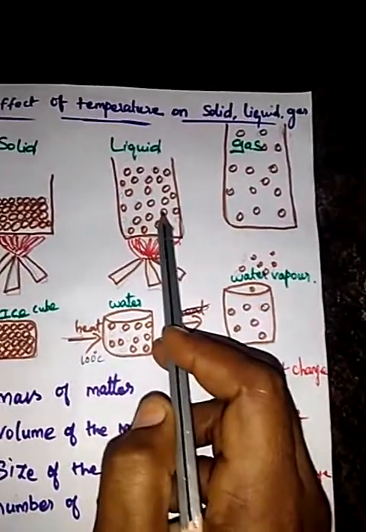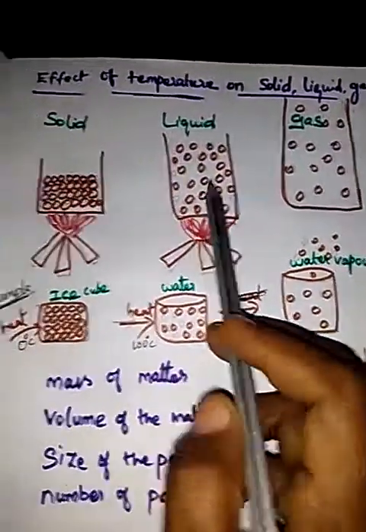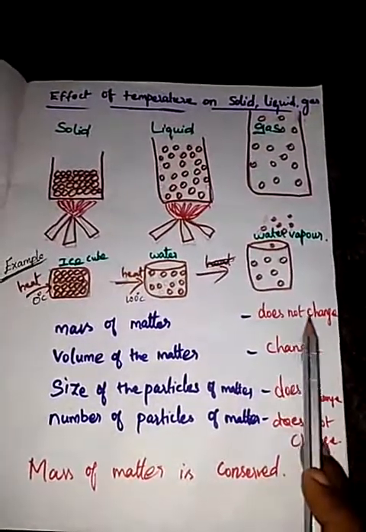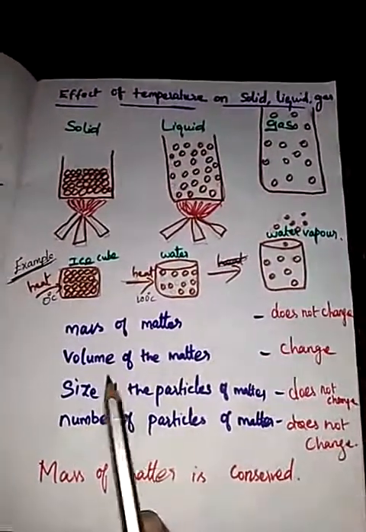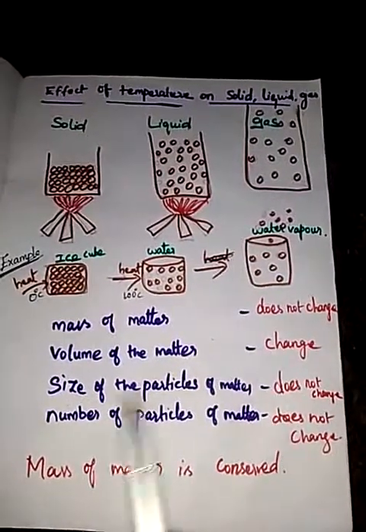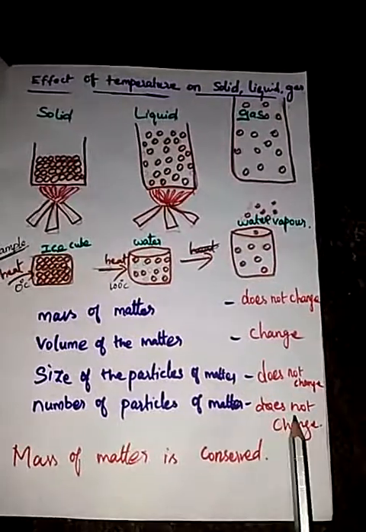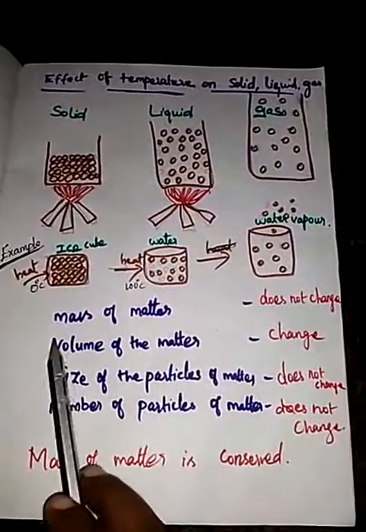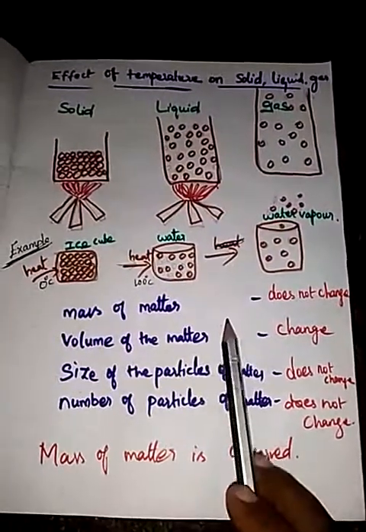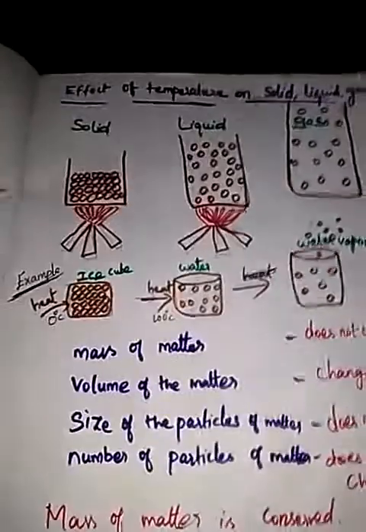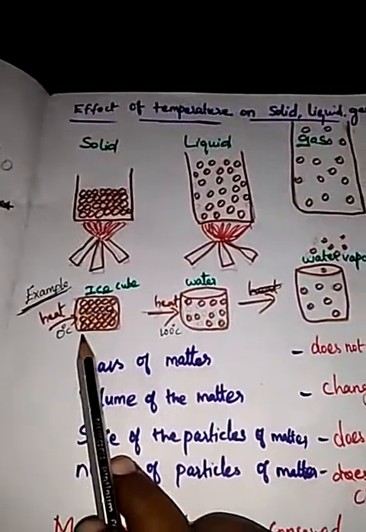Okay students, in this process the mass of matter does not change. The volume of matter changes, but the size of the particle does not change, the number of particles does not change. Only the volume of matter changes. So the mass of matter is conserved. Here we see one example.